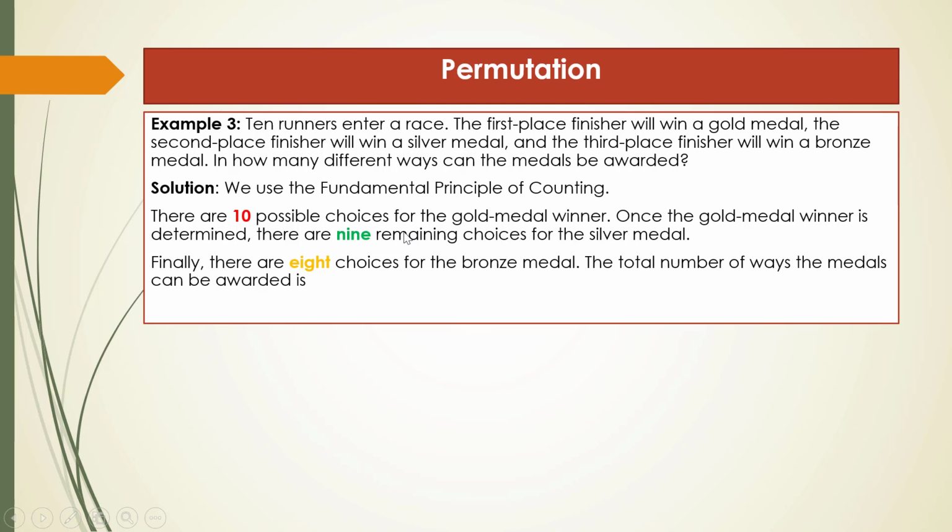So in this situation of 3 operations, the first operation we have 10 possible choices. The second operation we have 9 choices, and the third operation we have 8 choices. So the total number of ways the medals can be awarded is 10 times 9 times 8, which is 720.